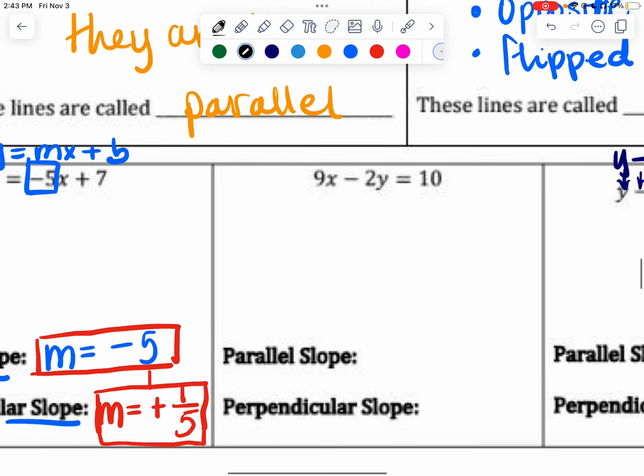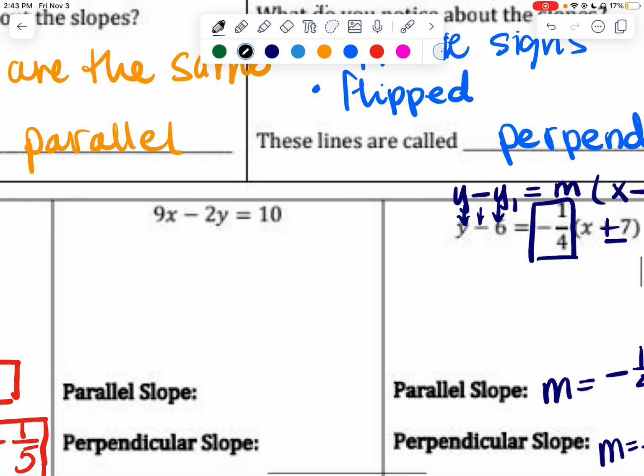Here's slope-intercept, point slope. Now this is standard. On standard, I cannot say that this is slope. I know it's next to my x, but on standard it is ax, not mx. So for me to actually be able to tell what the slope is, I'm going to have to solve for y.